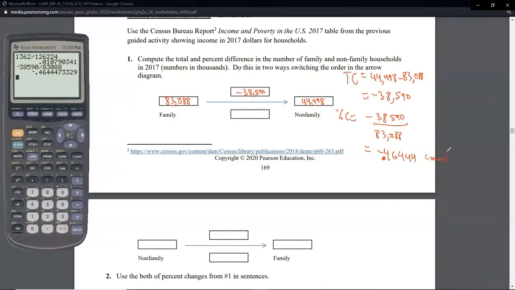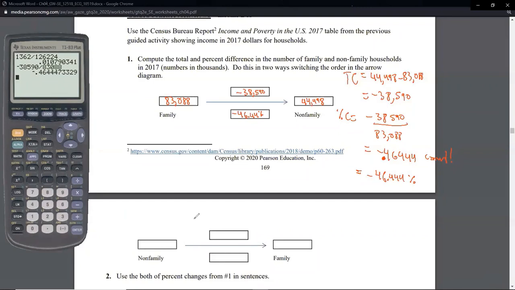We have to convert this. So that decimal going right twice makes it negative 46.444. Let's just round this to 2 decimal places like last time, so negative 46.44. And that's a percent now. So that says if you think of the family as the base value, the non-family is 46.5% less than the family as a change. So let's hold on to those numbers.